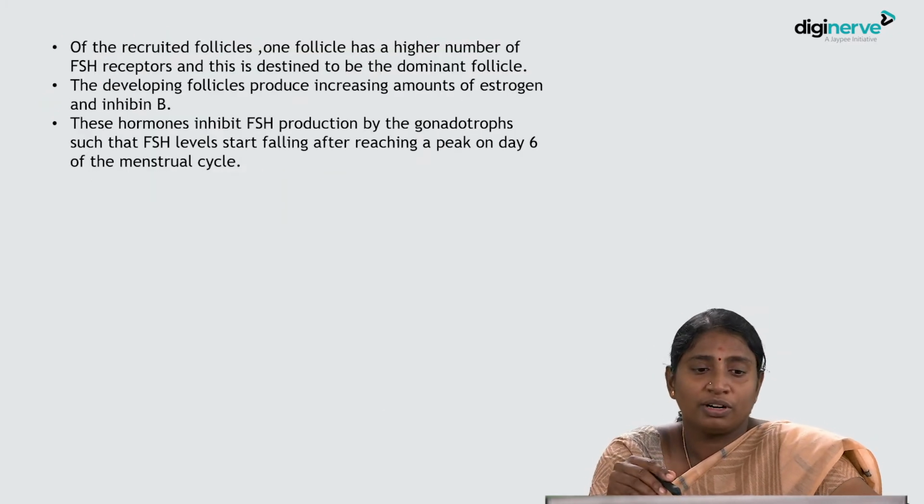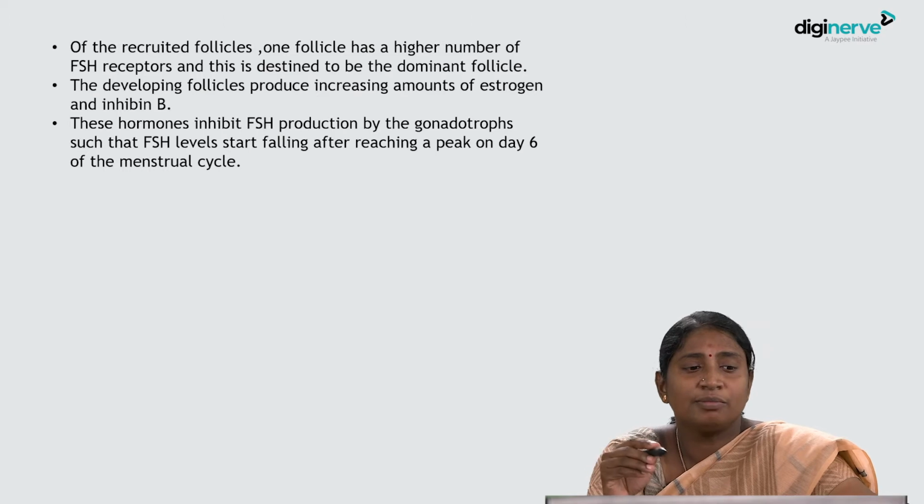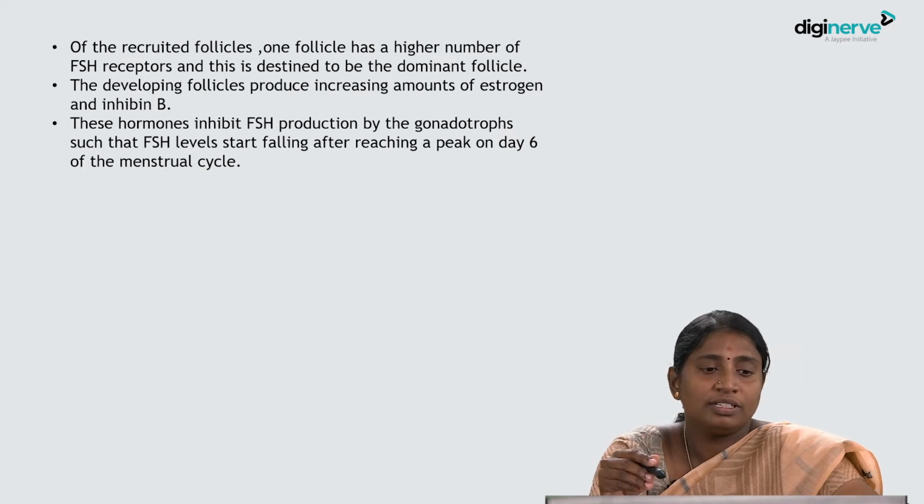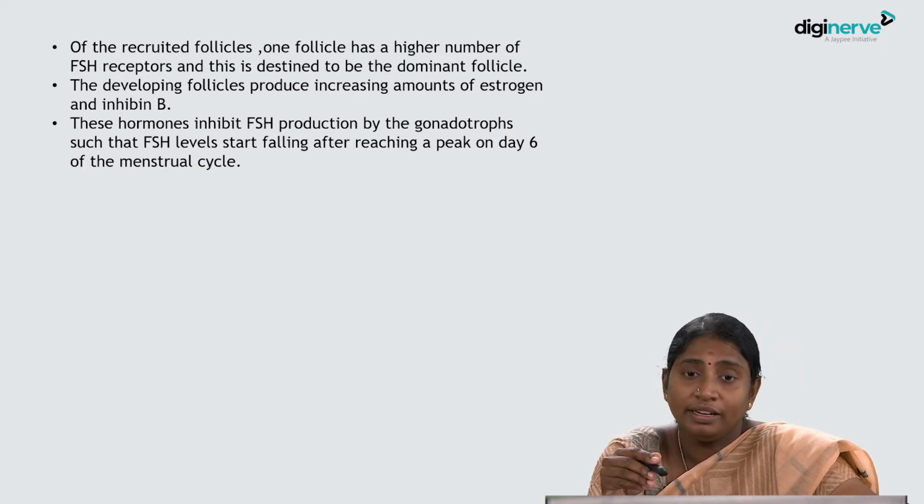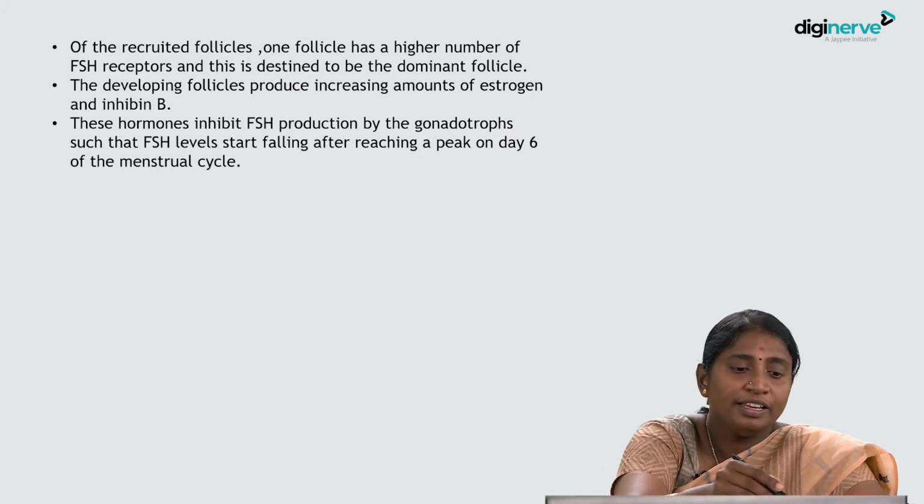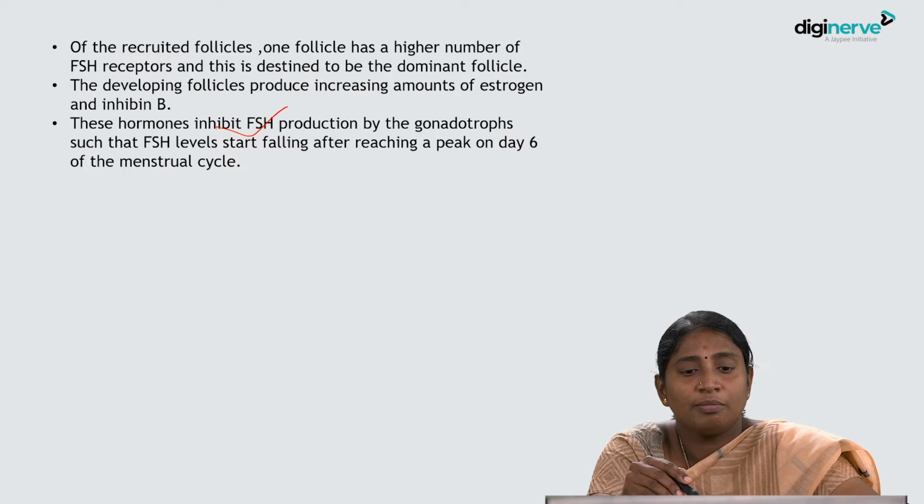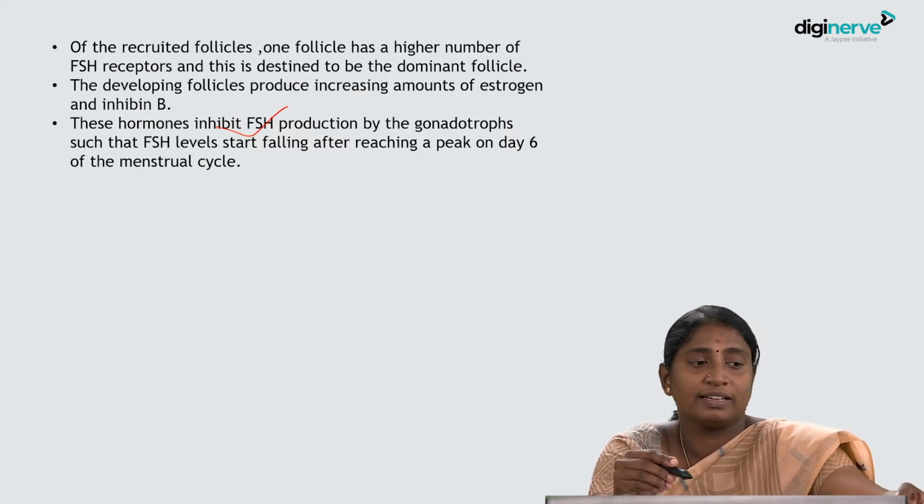Of the recruited follicles, one follicle has a higher number of FSH receptors and is destined to be the dominant follicle. The developing follicle produces increasing amounts of estrogen and inhibin B. These hormones inhibit FSH production by the gonadotrophs, so follicle stimulating hormone levels start falling after reaching a peak on the 6th day of the menstrual cycle.